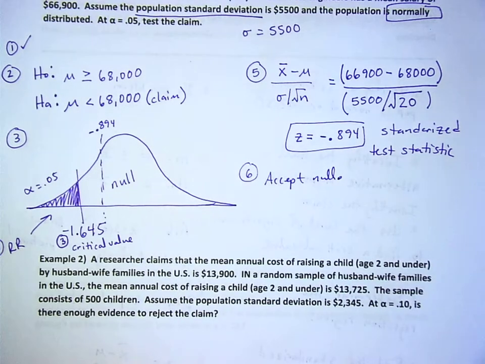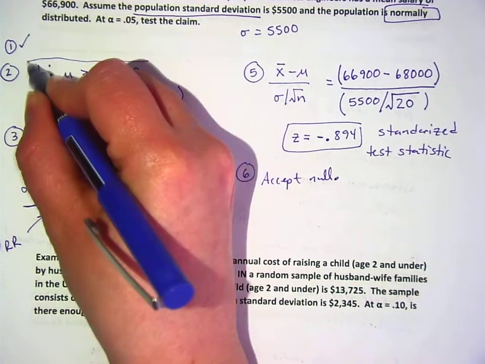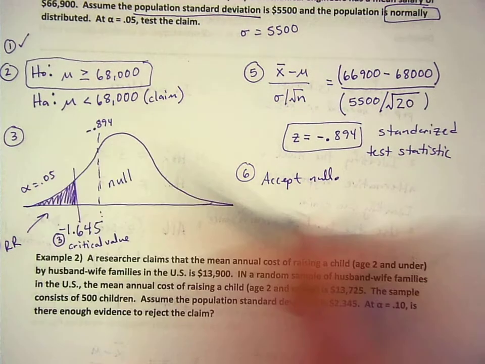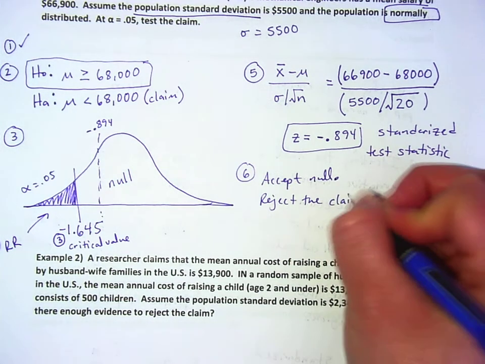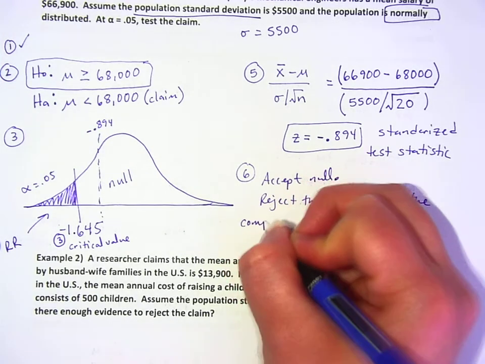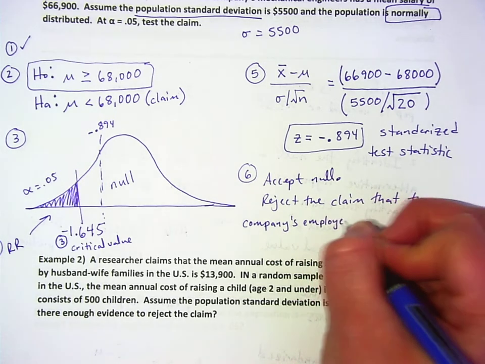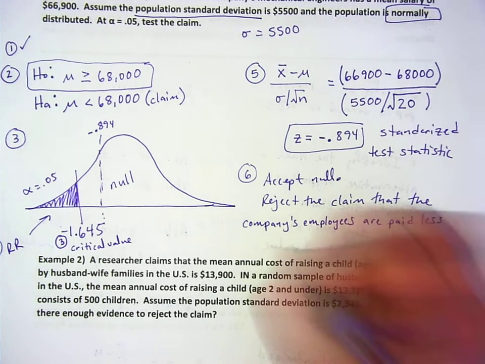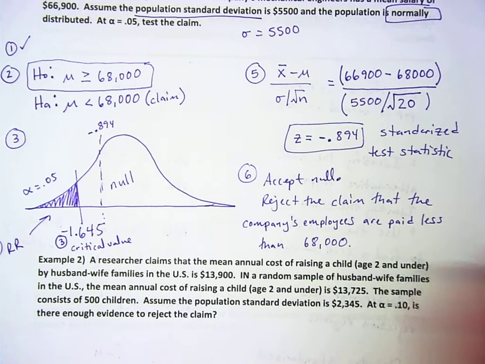Which one's the null again? H sub O or H sub A? H sub O. So if I accept this one, everybody look up. If I say this is true right here, what does that mean about the claim? It's false. So I'm going to reject the claim. And then make sure you say a sentence. So reject the claim that the company's employees are paid less than $68,000.